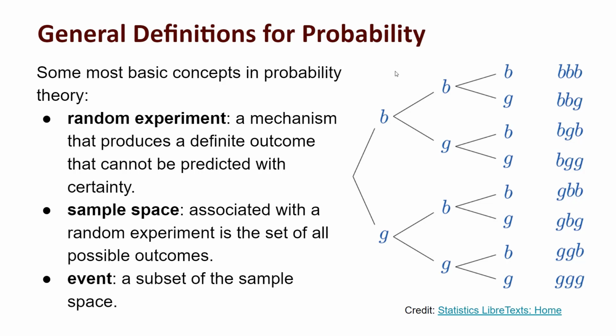Consider you have 3 children. Then all the possible outcomes are listed to the right here, with BBB, boy, boy, boy, all the way down to girl, girl, girl. And then you have all the possible 8 combinations.